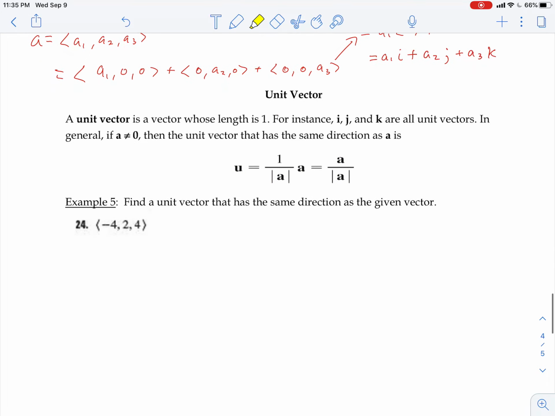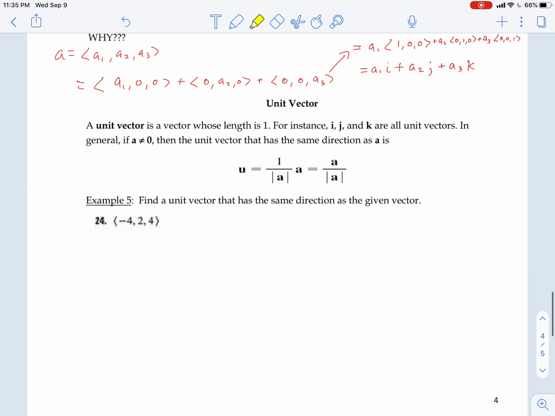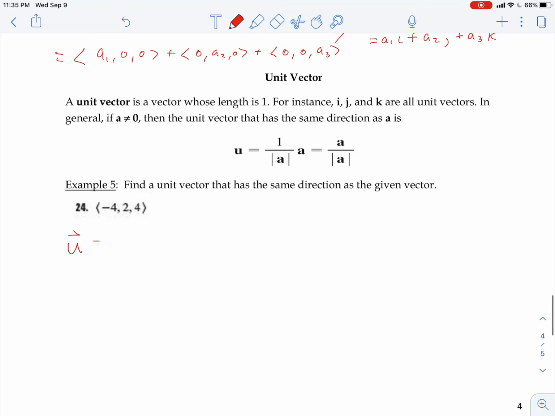Alright, so find a unit vector that's the same direction as the given vector. So we want to stay in the same direction, we just want to find the unit vector. And so we're going to use our formula above. And I'm going to say, well, our u, I'm going to denote it with the arrow above, is equal to our vector negative 4, 2, 4 divided by the distance of negative 4, 2, 4. Right? And I'll go ahead and denote that just because this is notes. Negative 4, 2, 4.